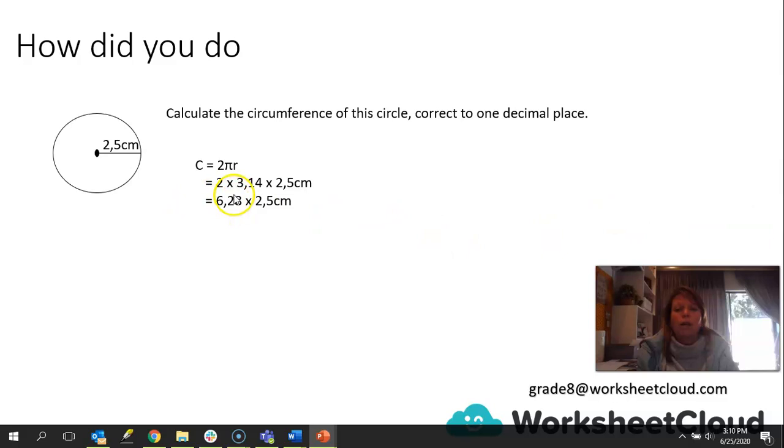Remember the first calculation, there are no units of measurement, only in the second part of the calculation, because then we're using the radius. 6,28 times 2,5 should have given you 15,75 centimeters. I'm sure you all got that, because I'm sure you are used to working with circumference, because you did some of this in grade 7. Right, so it should be easy as pie.